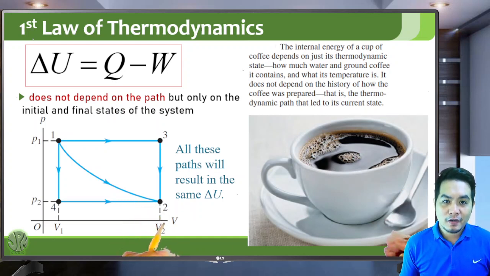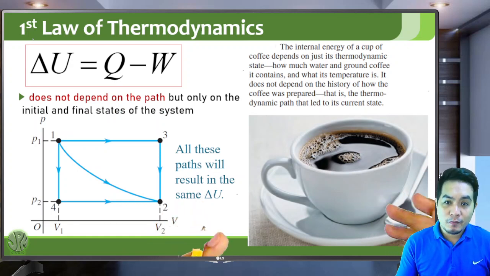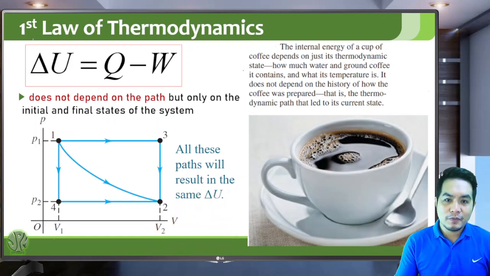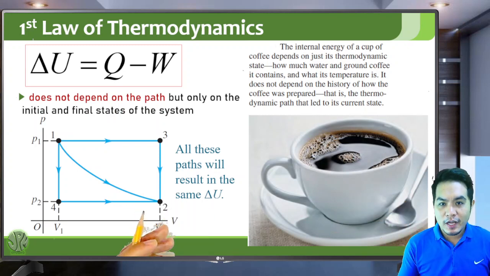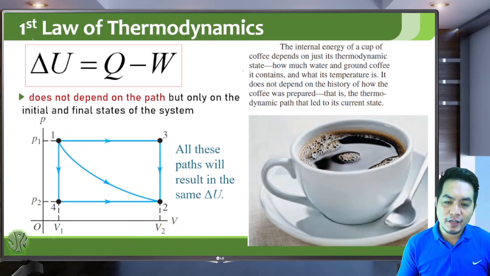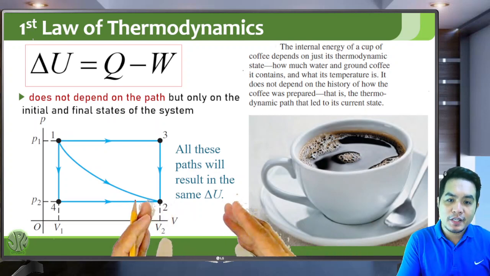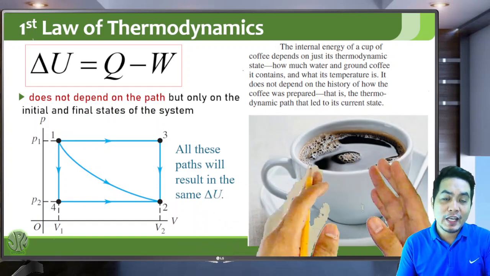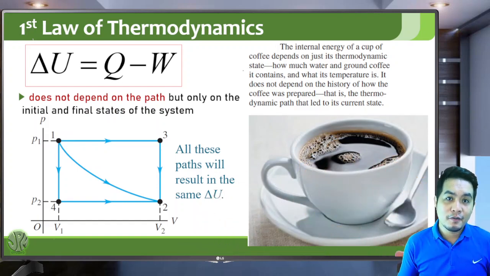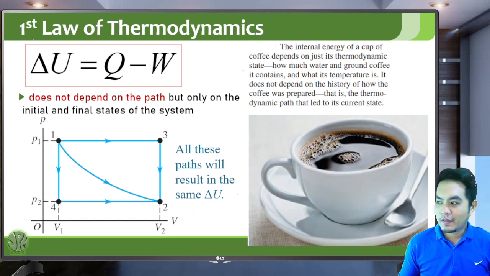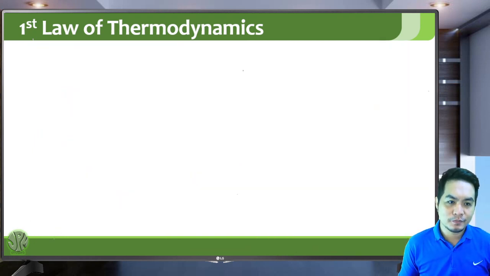If you want to make coffee, for instance, the initial state is you have water and ground coffee, and then you change its temperature, and the final state is you now have a coffee. So the change in internal energy of the raw ingredients is just equal to the change in internal energy of the final product. So that's the analogy.